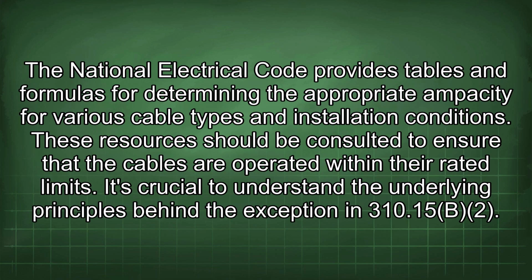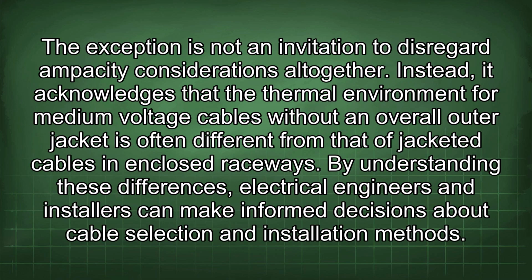The National Electrical Code provides tables and formulas for determining the appropriate ampacity for various cable types and installation conditions. These resources should be consulted to ensure that the cables are operated within their rated limits. It's crucial to understand the underlying principles behind the exception in 310.15(B)(2). The exception is not an invitation to disregard ampacity considerations altogether. Instead, it acknowledges that the thermal environment for medium voltage cables without an overall outer jacket is often different from that of jacketed cables in enclosed raceways.